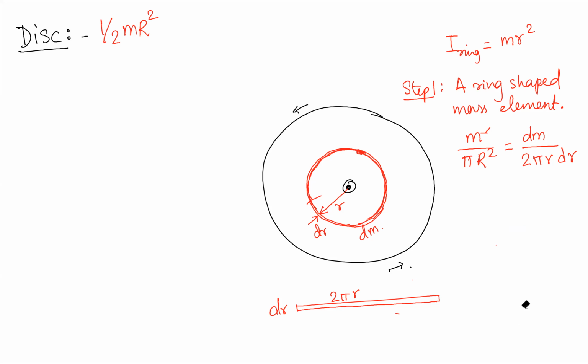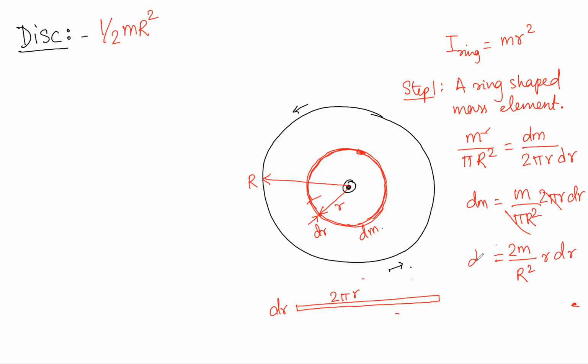So I explained to you, we are taking a ring because we know the moment of inertia of a ring. Now I'm completing my first step. I'm finding out the mass of that element. So I will now write dm. dm is equal to m divided by pi R square into 2 pi r dr. What is capital R? Capital R is the radius of the disk and it is a constant. What is small r? Small r is the radius of my mass element and it is a variable. Pi तो कट सकता है, तो dm is equal to 2m divided by R square into r dr. ठीक है, अपना पहला स्टेप कंप्लीट हो गया.